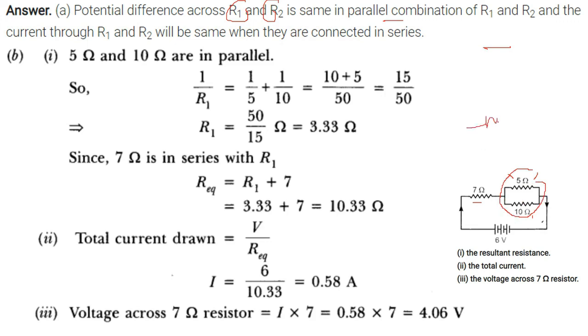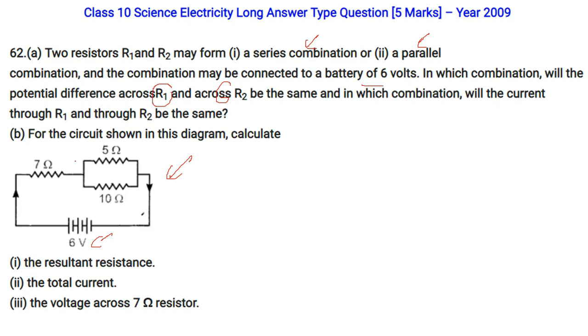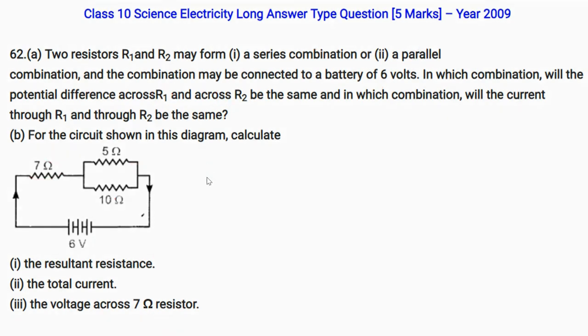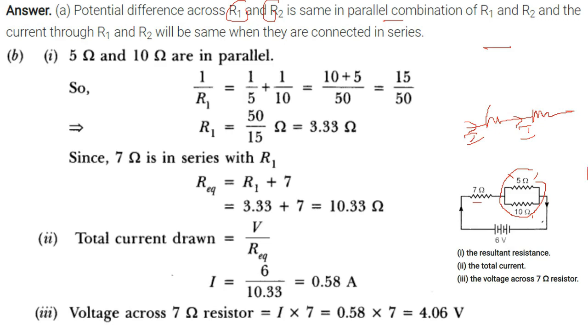If they are in series, the current I will pass through this one, and through this one also. Now the second part: 5 ohm and 10 ohm are in parallel, and these are in series with 7 ohm. The resultant resistance has to be found out, the total current has to be found out, and the voltage across the 7 ohm resistor has to be found out. So 5 and 10 are in parallel, so 1 by R equals 1 by 5 plus 1 by 10, which gives 3.33. Now 7 ohm is in series with this resultant, so we add 3.33 with 7. So we get resistance as 10.33.